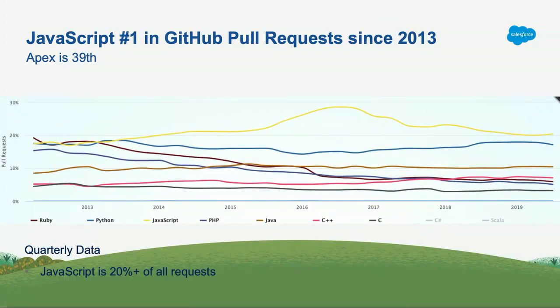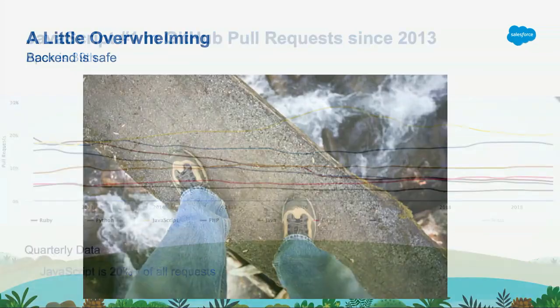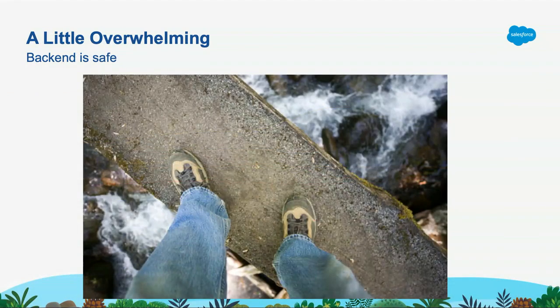And I also saw statistics like this from GitHub. JavaScript's been #1 in pull requests since 2013. Encompasses 20% of all pull requests on GitHub. In case you were interested, Apex is 39th. So JavaScript's been king for a little while now. At some point, all this terminology, front-end JavaScript type things, I kept pushing behind me.